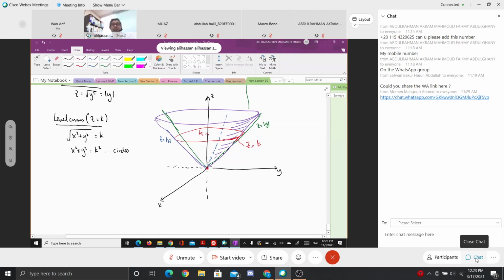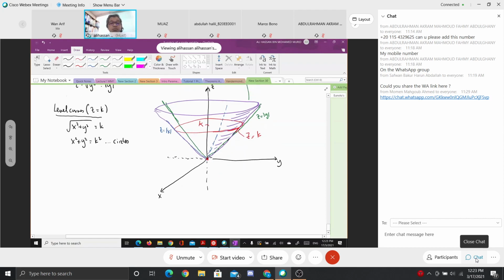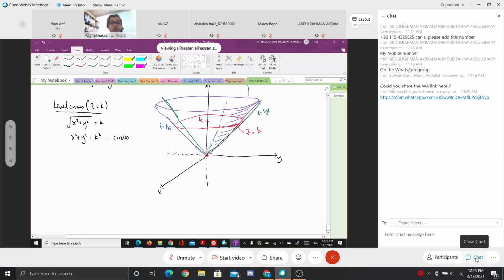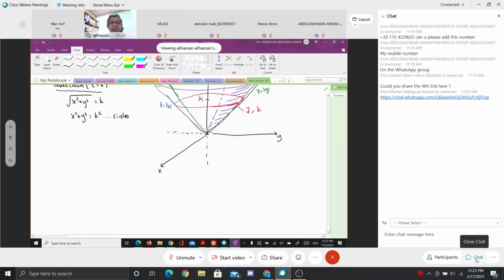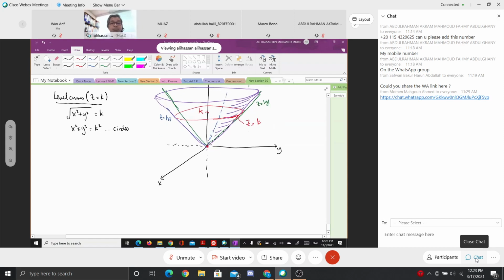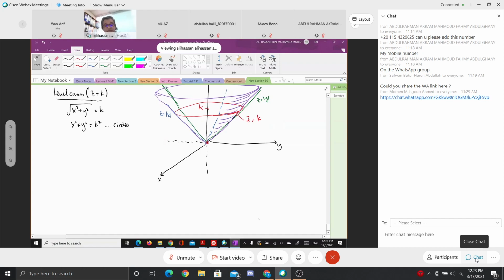All right. It is a cone. It's an inverted cone actually. It is an inverted cone. Any question for this example? No, doctor, thank you.